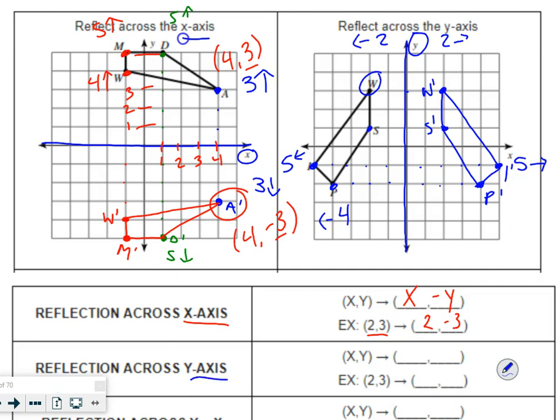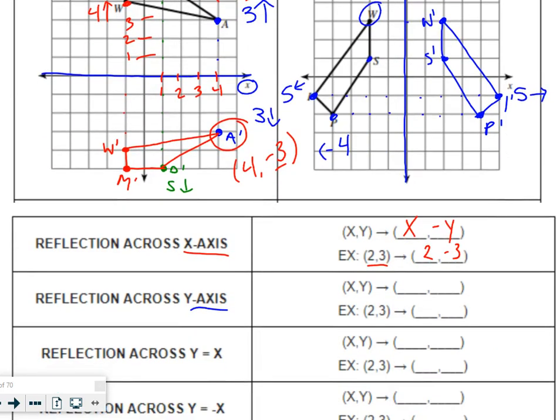So if we reflect across the y-axis here, we can see that our coordinate points have the same y value. So here, let's just use S. S has the coordinate negative 2. There's negative 1, negative 2. And then it's at 1 on the y-axis. So it has negative 2, 1.